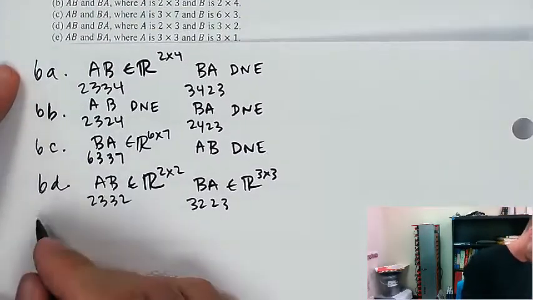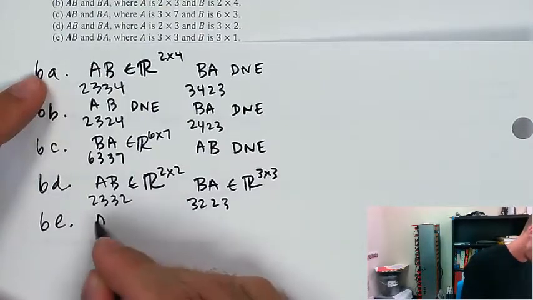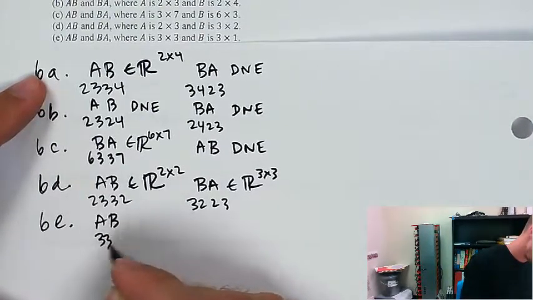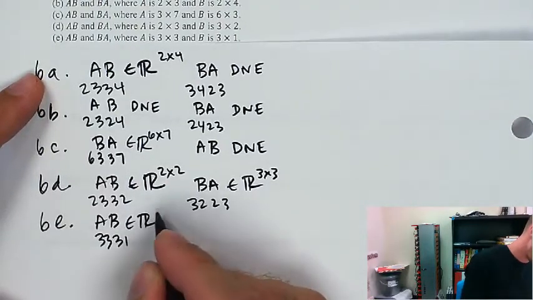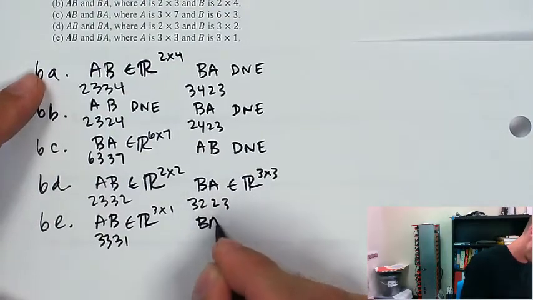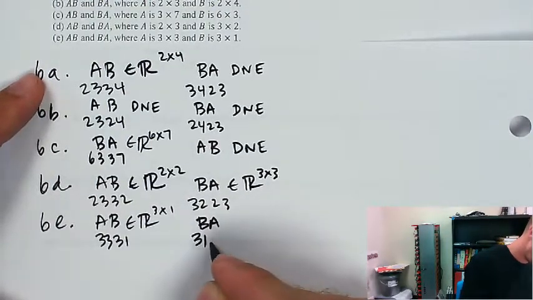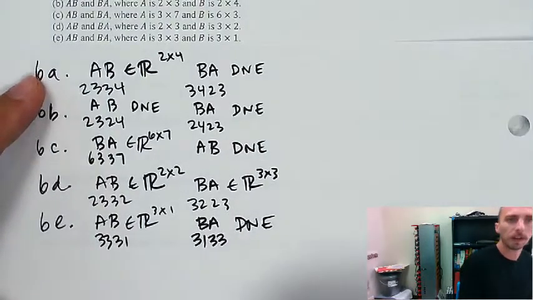Okay, E is going to be: A is 3 by 3, B is 3 by 1. The resulting matrix will be 3 by 1. And then BA, B is 3 by 1, A is 3 by 3. This does not exist. This is undefined.